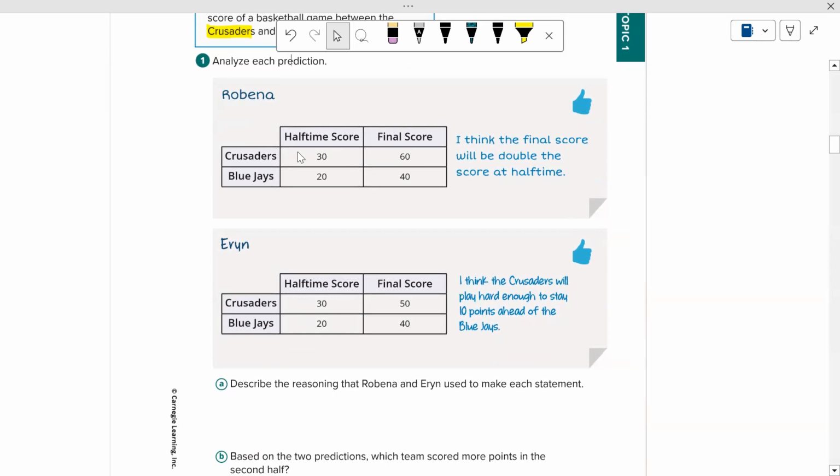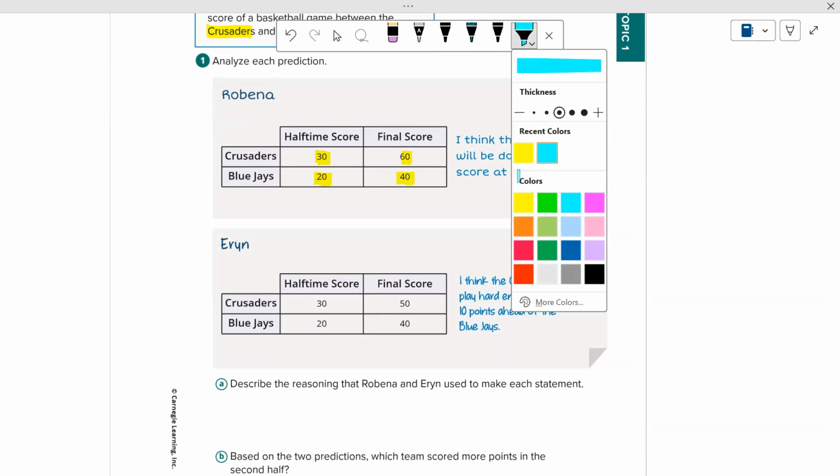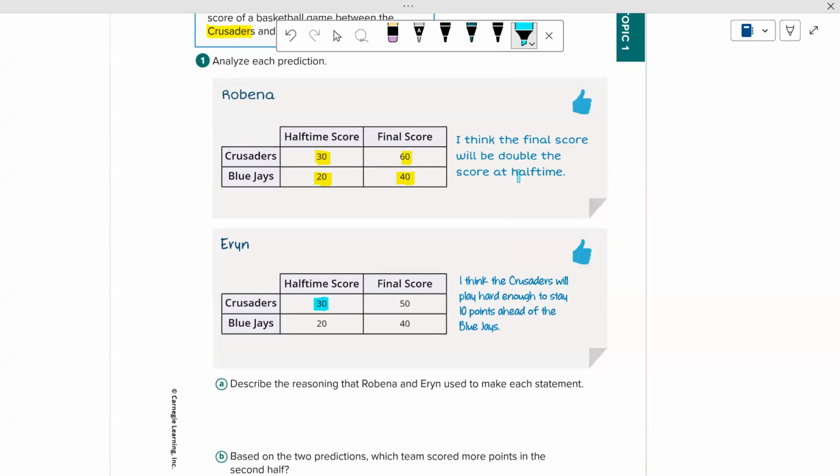So as we look at these 2, let's notice some information. Crusaders halftime score, we notice that's 30. We see Blue Jays halftime score is 20. We see Crusaders final score is 60. We see Blue Jays final score is 40. Let's look at some of Irwin's data. His Crusaders halftime score is 30. The Blue Jays were 20. The final score is 50. The Blue Jays were 40. So it's just some information we notice. And let's see what else.